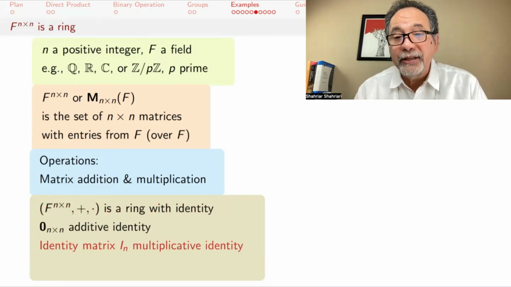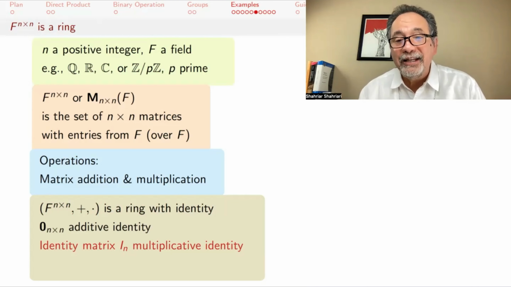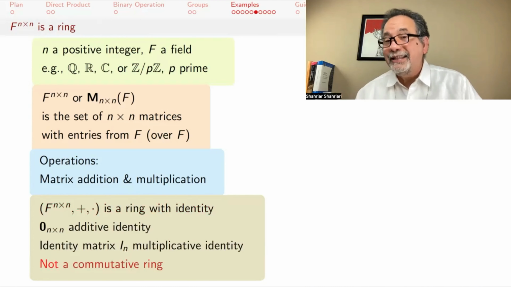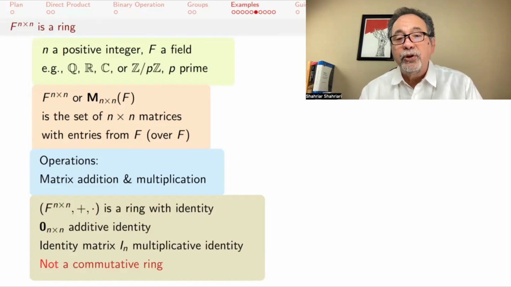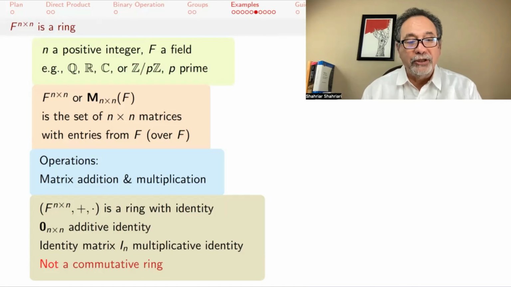And the multiplicative identity, the matrix that when you multiply by other things, nothing happens, is the n by n identity matrix. This is not a commutative ring. Addition, always in any ring, is commutative, but the multiplication here is not commutative. AB is not the same as BA necessarily when A and B are matrices.